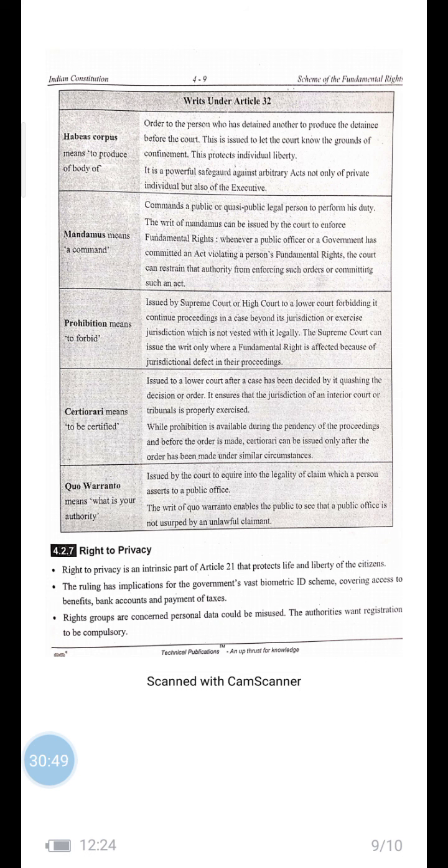The right to privacy is an intrinsic part of Article 21, protecting the life and the liberty of the citizen. So this ruling has to be implemented in the government's biometric ID schemes, covering assets, benefits, banks, accounts, payments and tax. So rights groups are concerned about personal data and its misuse. If there is misuse, the authority is required to act.